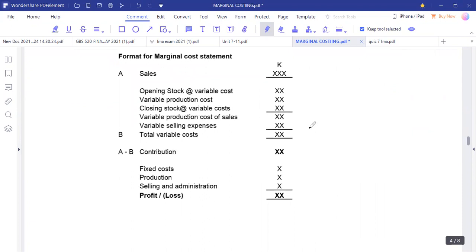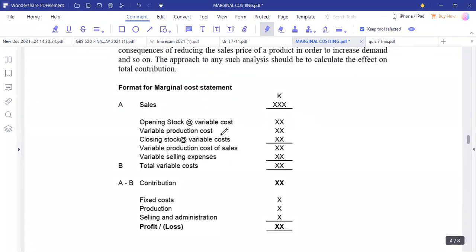Okay. Now, let us get to the format of the marginal costing statement. So in the marginal costing statement, we have the sales, then the opening stock. Whatever units you have, you multiply by the variable cost per unit, and we get this value here. And then the variable production cost, you also look at everything variable. So closing stock at variable cost, we have gotten that one.